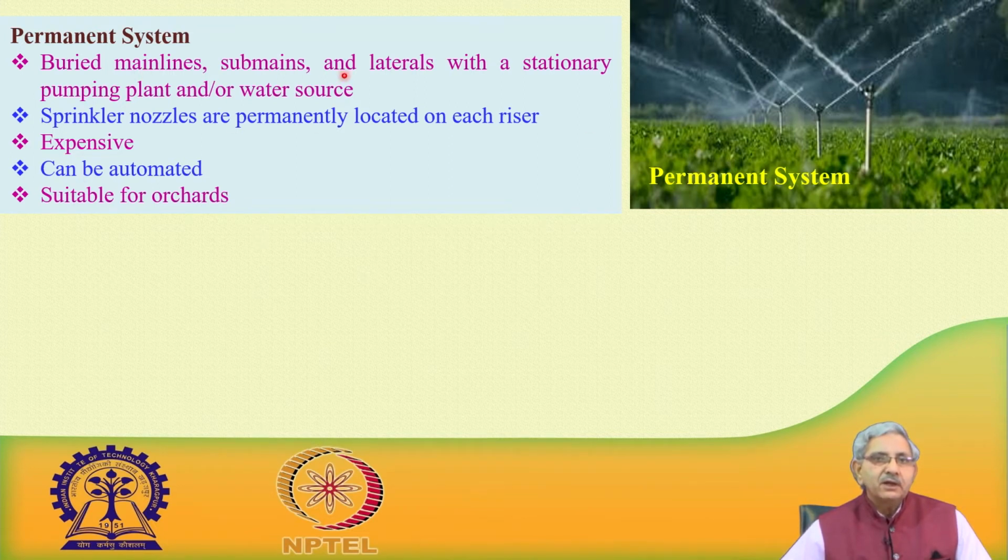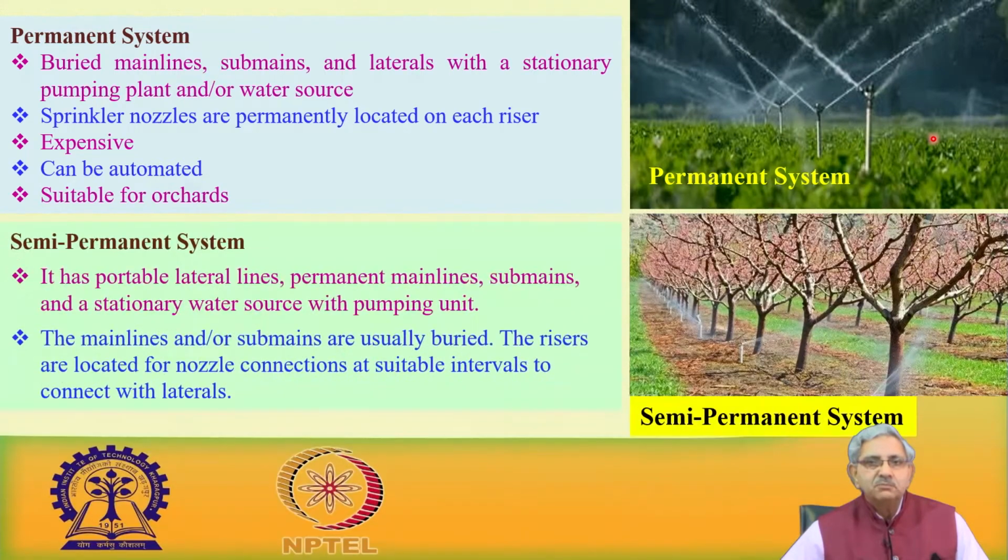Permanent, as the name says, is a permanent system, with a main line, sub main line, lateral, and a stationary pumping plant. All the components of such systems are permanently installed. It is installed mainly for crops which are perennial in nature, or for the entire season. Semi permanent has a portable lateral line, permanent main line, sub mains, and a stationary water source with pumping unit.